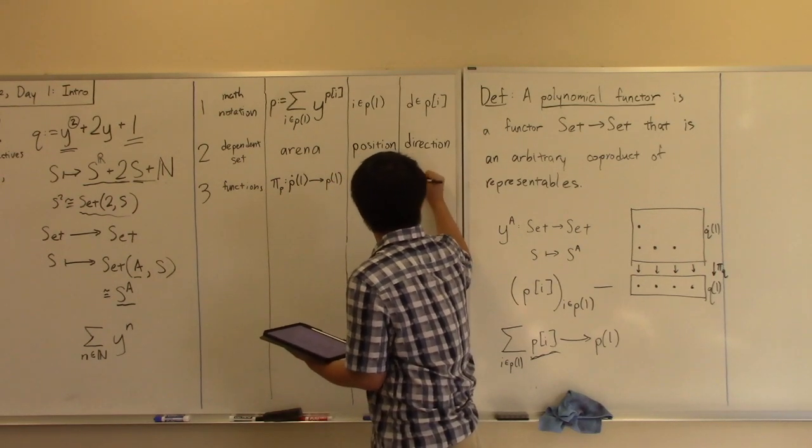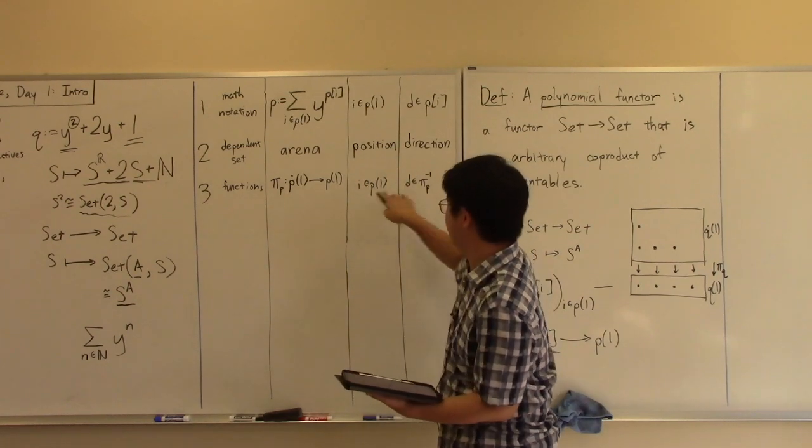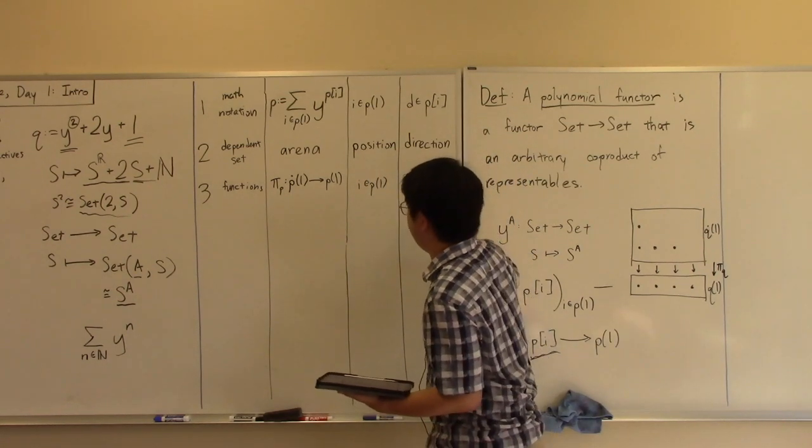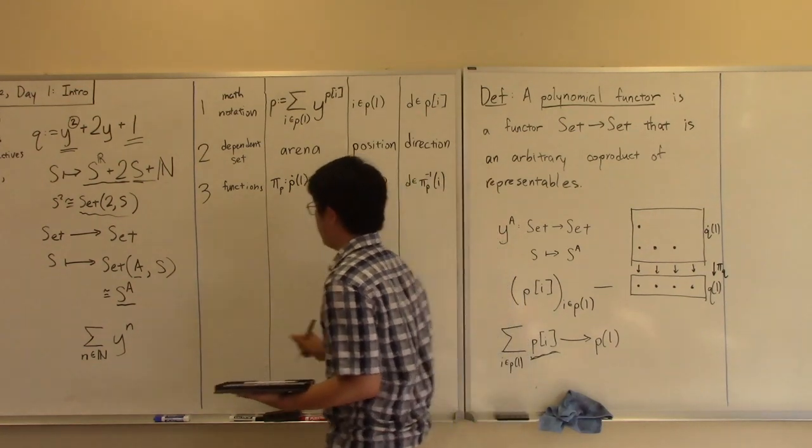And then the set of directions here is just the fiber over I.